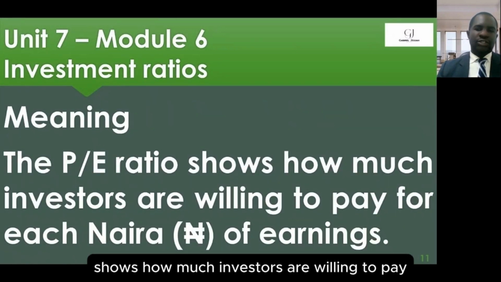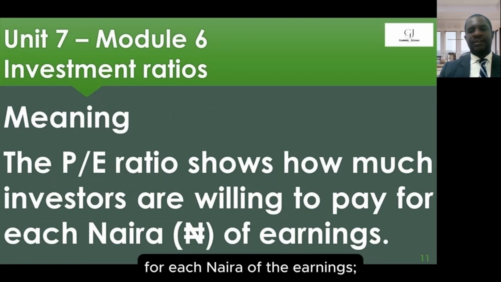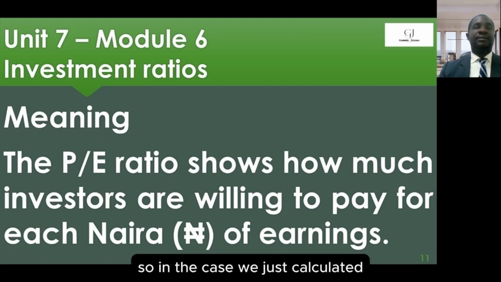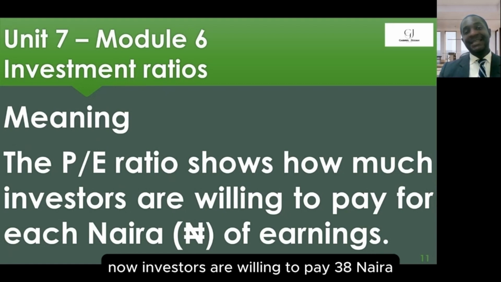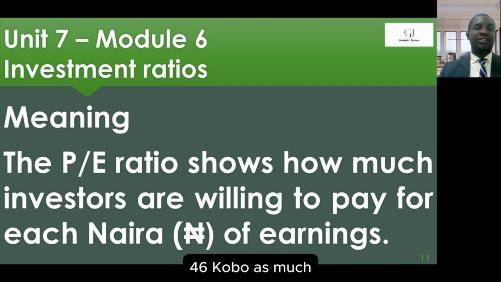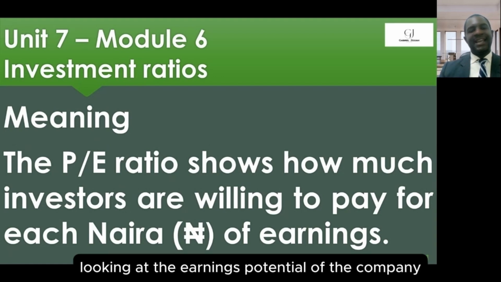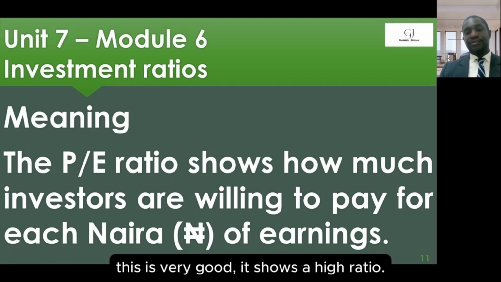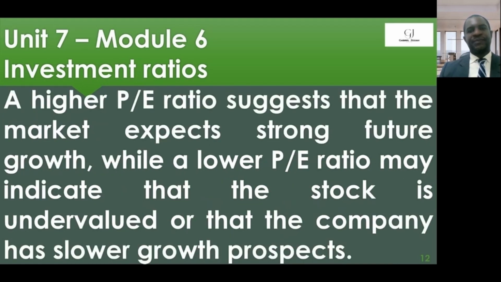The PE ratio shows how much investors are willing to pay for each naira of the earnings. So in the case we just calculated, investors are willing to pay 38 naira 46 kobo, looking at the earnings potential of the company. This is very good. It shows a high ratio.